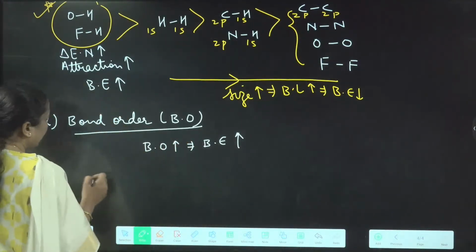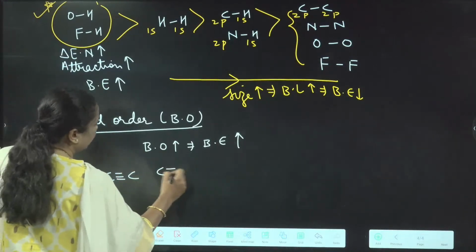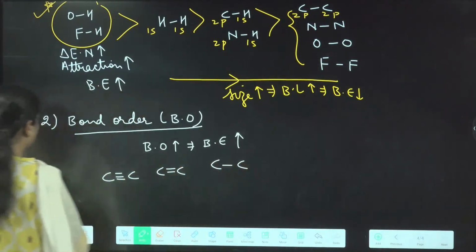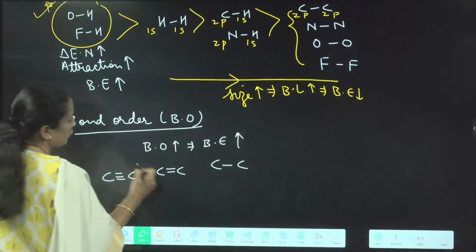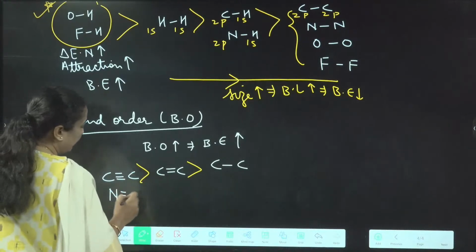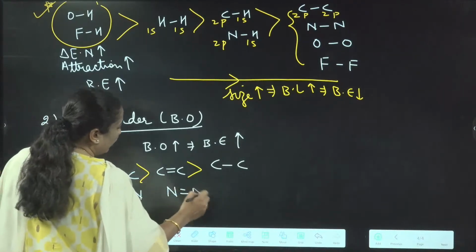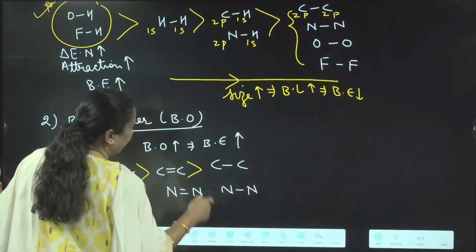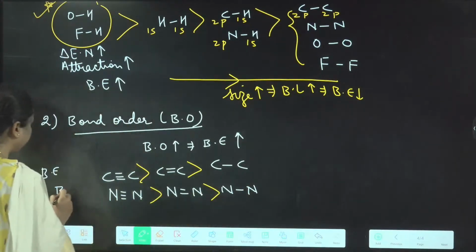Now, suppose I am writing here C triple bond C, C double bond C, C single bond C. So if at all I ask you about the bond energy, this is going to be maximum because bond order 3 here, 2 there. Similarly, N triple bond N, N double bond N, and N single bond N. You are having the same order for the bond energy here.